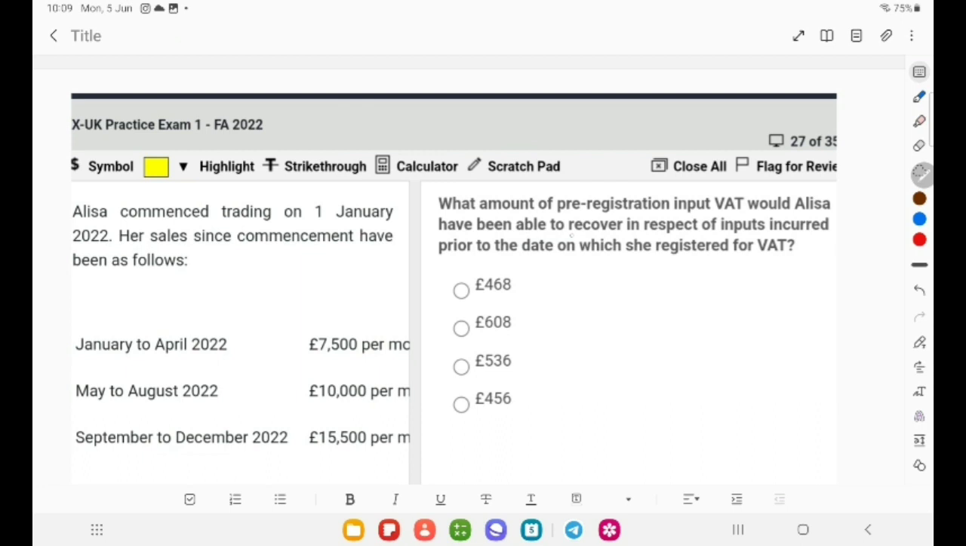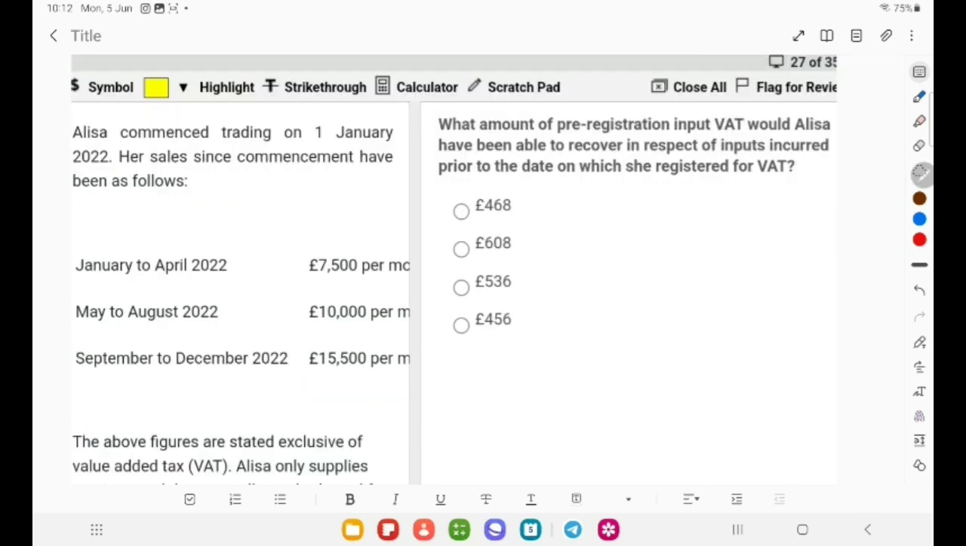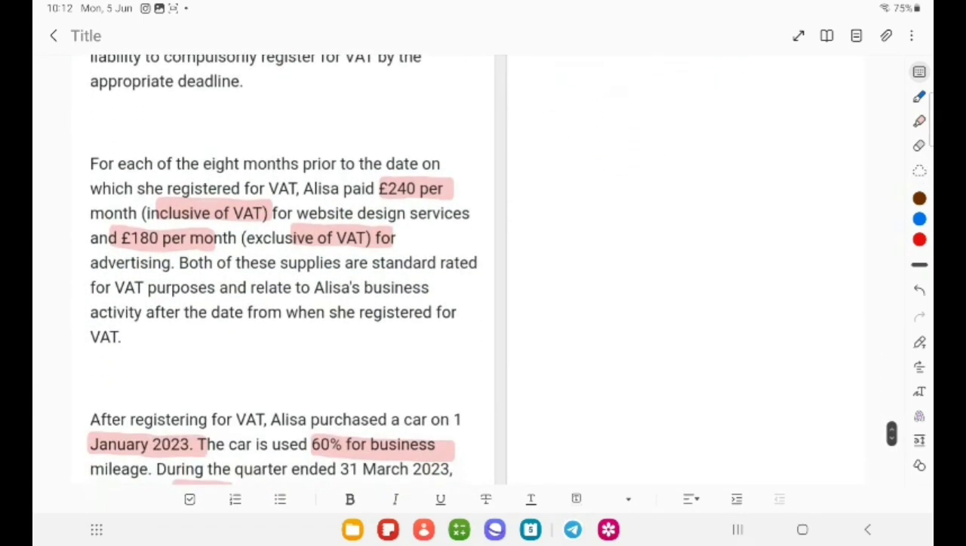Next question is, what amount of pre-registration input VAT would Alisa have been able to recover in respect of inputs incurred prior to the date on which she registered for VAT? So for services, the rule is that the services provided 6 months before registration can be recovered. The amount of the input tax on these services could have been recovered. So we have to consider what the services provided are.